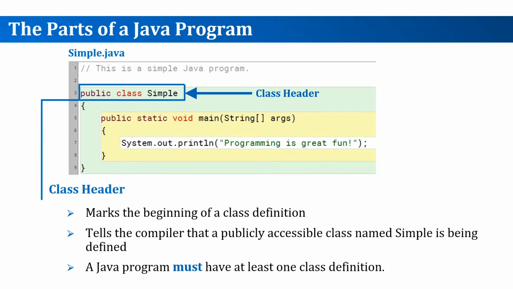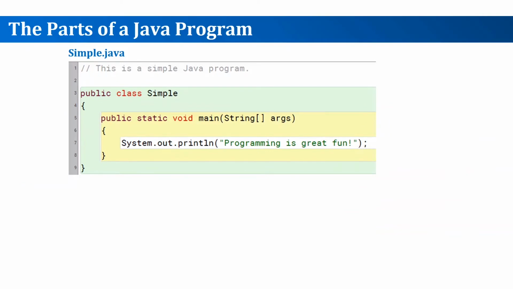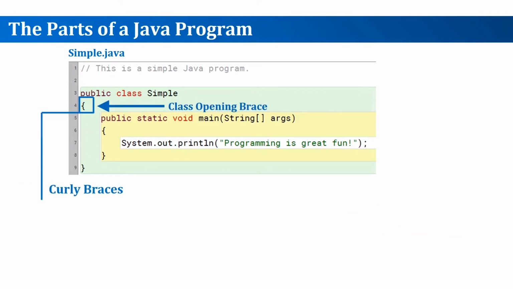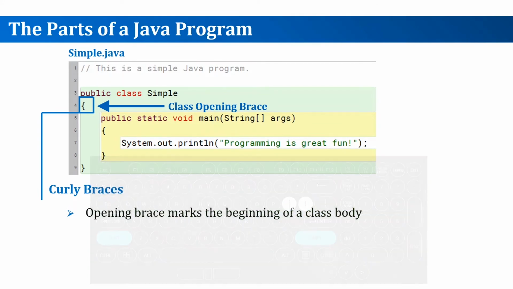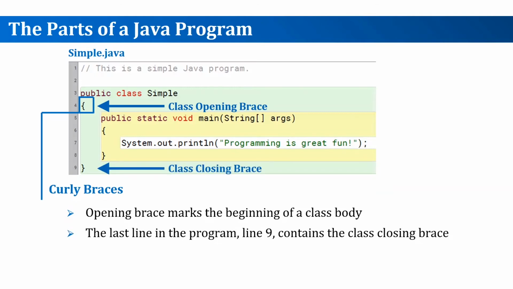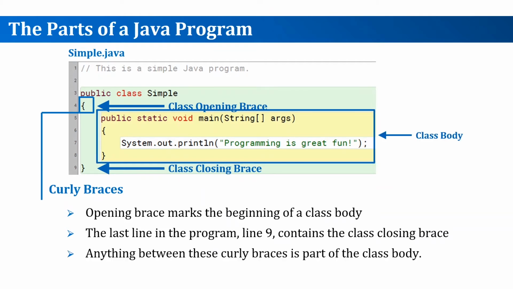A Java program must have at least one class definition. The line reads as a publicly accessible class called simple is being defined. Next, we have a line with an opening curly bracket. The curly bracket can be found in the first line of characters in your keyboard, above the Enter key. Opening curly brackets mark the beginning of a major component in a Java code, in this case, the beginning of a class. A matching closing curly bracket must appear in the code to define the scope of this class. Anything between the class opening and closing curly brackets is the body of the class.